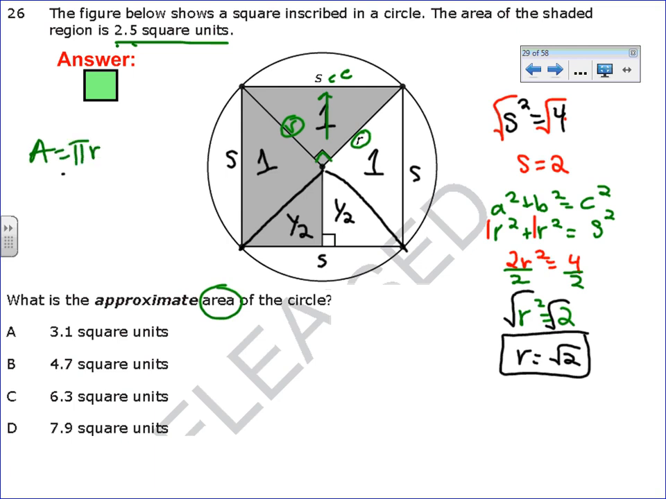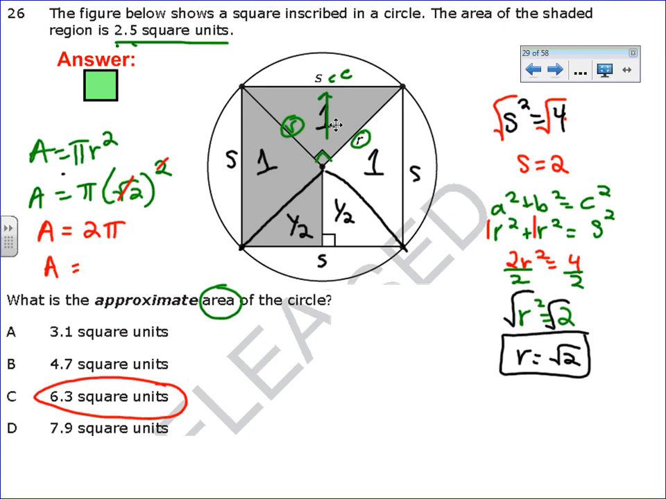Once I have that information, I can find the area of the circle because I have my radius. Area is pi r squared, so area is pi times square root of 2 squared. Well, that square and that square root are going to cancel, which means that the area is equal to 2 pi, which is C when you put that in your calculator.